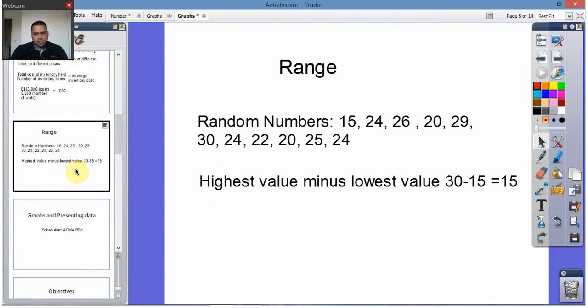Now this is another type of number tool that you might be asked to use, which is range. It's not used that often, but it's basically the highest value minus the lowest value. So here the highest value would be 30, and the lowest value is 15. I can't see any others. So the highest value 30 minus 15 gives 15 as the range of the data.